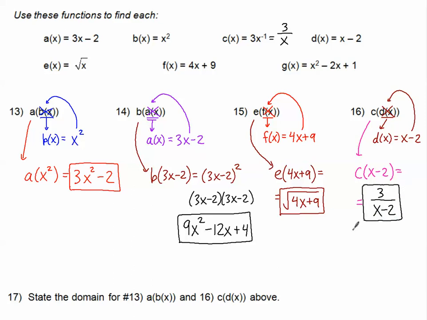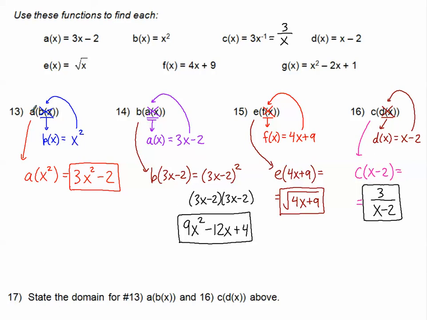Now let's talk about domain, and that's the last thing we need to do. I want to state the domain for number 13, which is right here, and for number 16, which is right here. Let's talk about number 13. Remember, the only thing we have to watch out for right now is denominators. So if we're looking for a of b of x, we need to first talk about b of x, that function. So let's look at that function. Here it is, x squared. I don't see any denominators, so I don't see any restrictions. I could plug anything I want in here for x. So all real numbers is the domain for b of x.